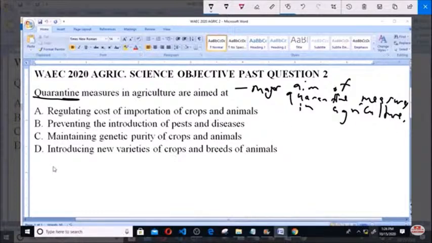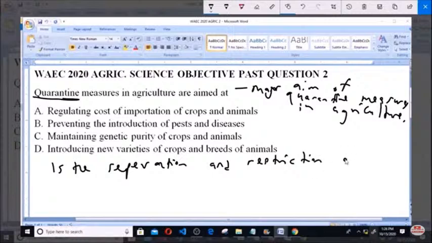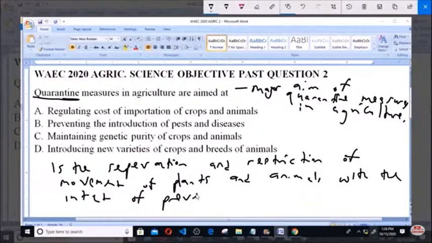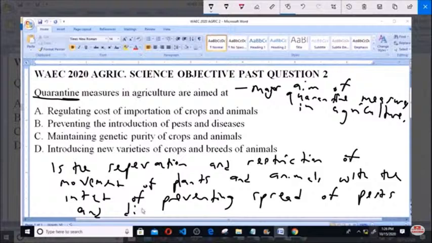Now, quarantine as it relates to agriculture is the separation and restriction of movement of plants and animals with the intent of preventing the spread of pests and diseases. So that is what quarantine is all about.